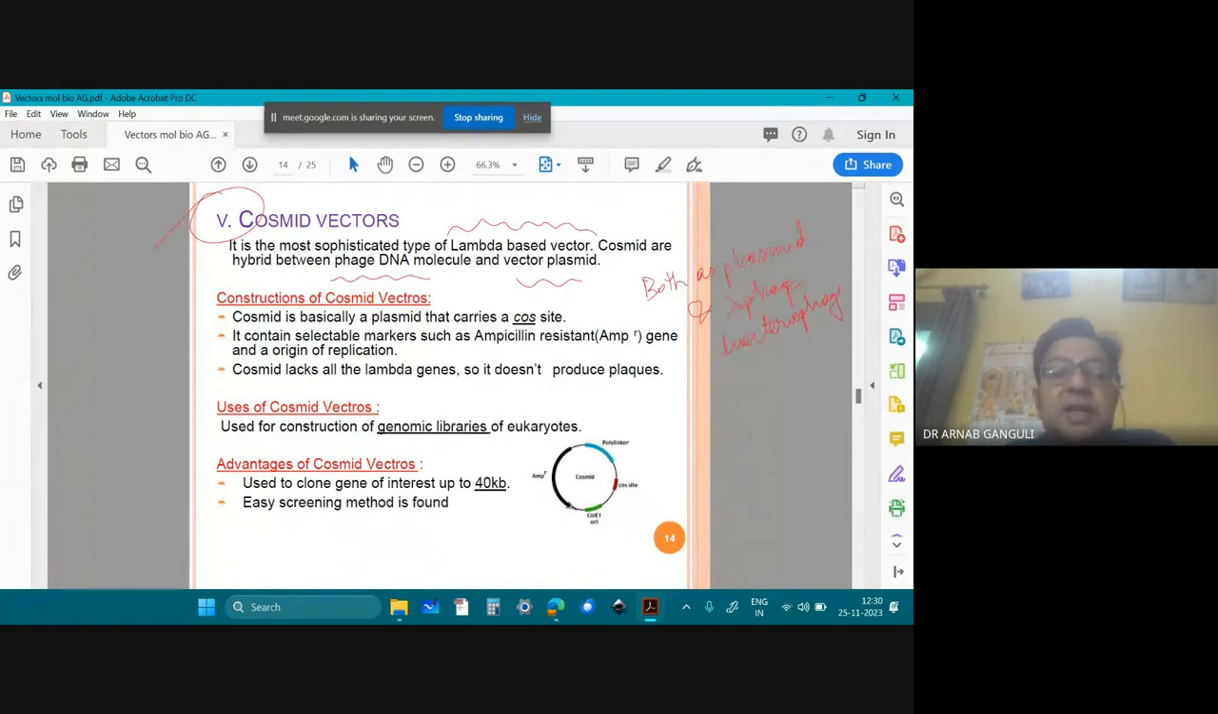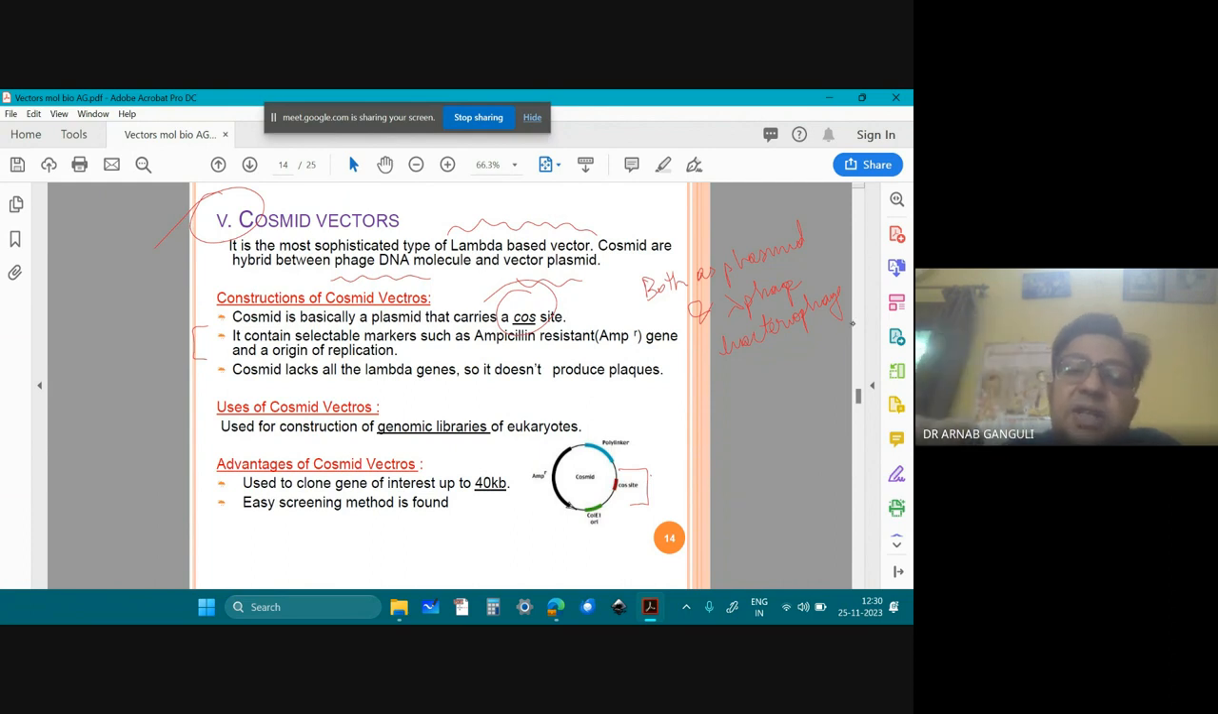Both, it can work. It carries a cos site. The cosmid vector has a cos site, for example. These cos sites are required from the bacteriophage. When the DNA gets inside the bacteria, these cos sites are needed for integrating inside the host genome.